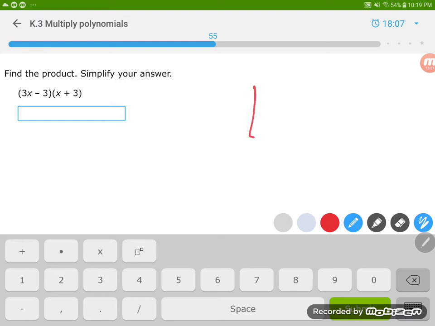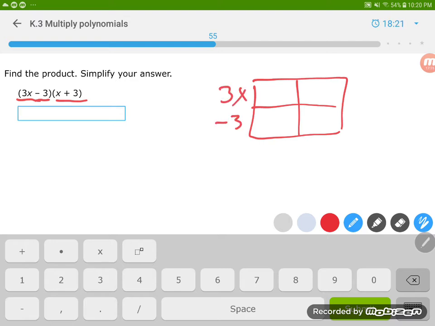Alright, so another set of binomials. I'm immediately setting up my box with two blanks on each side because I have a binomial and a binomial. So this will be 3x minus 3. This will be x and 3. We can now go ahead and multiply. So we have 3x times x. That'll be 3x squared. And 3x times 3 will be 9x. Negative 3 times x will be negative 3x. Negative 3 times 3 will be negative 9.